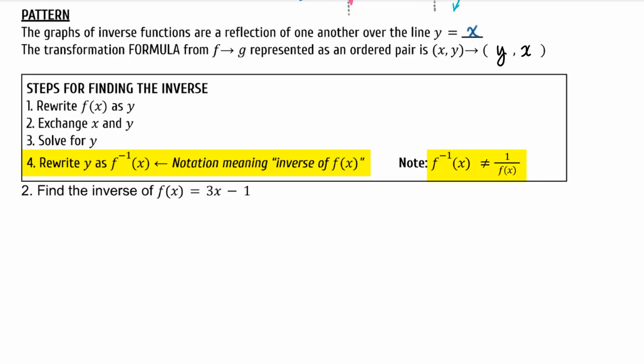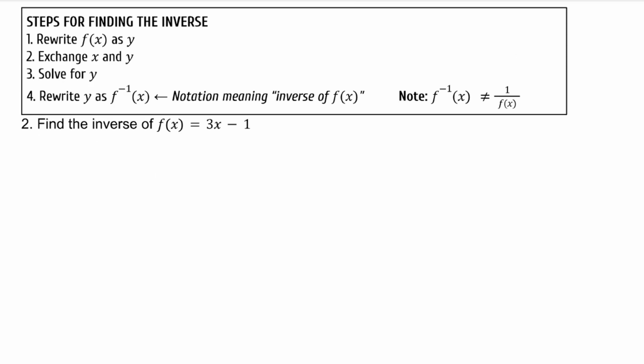This is not f to the negative 1. This negative 1 is not an exponent, it is only a label, and that label means inverse. Let's try out number 2 by finding the inverse of 3x minus 1.